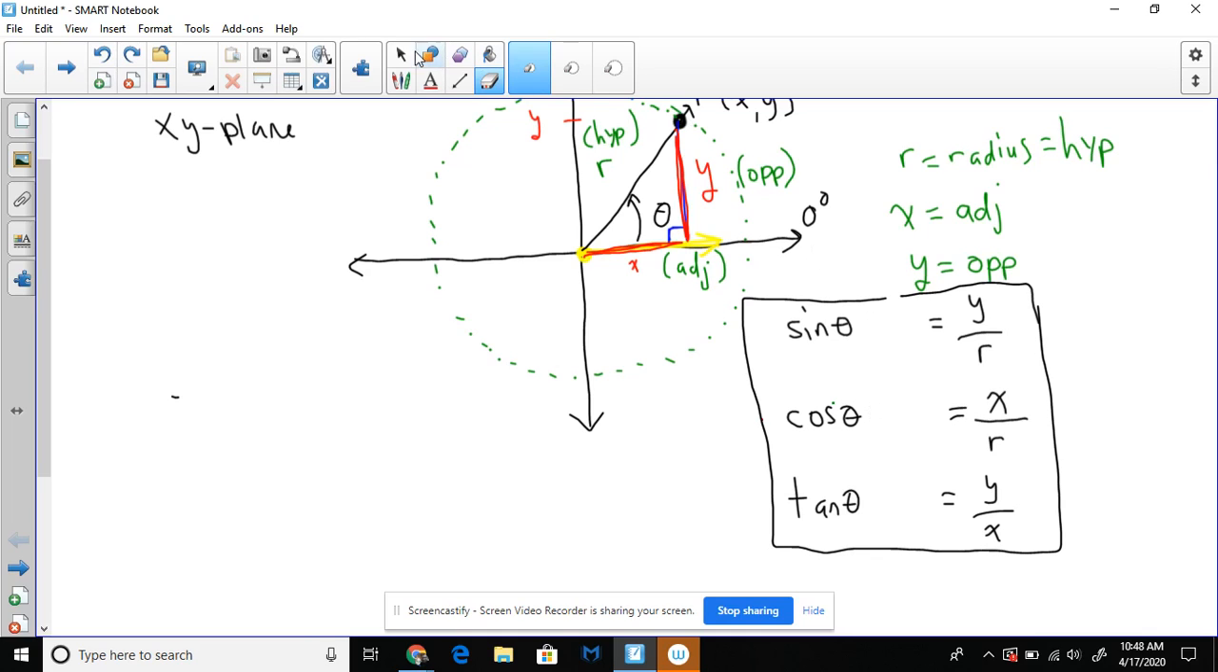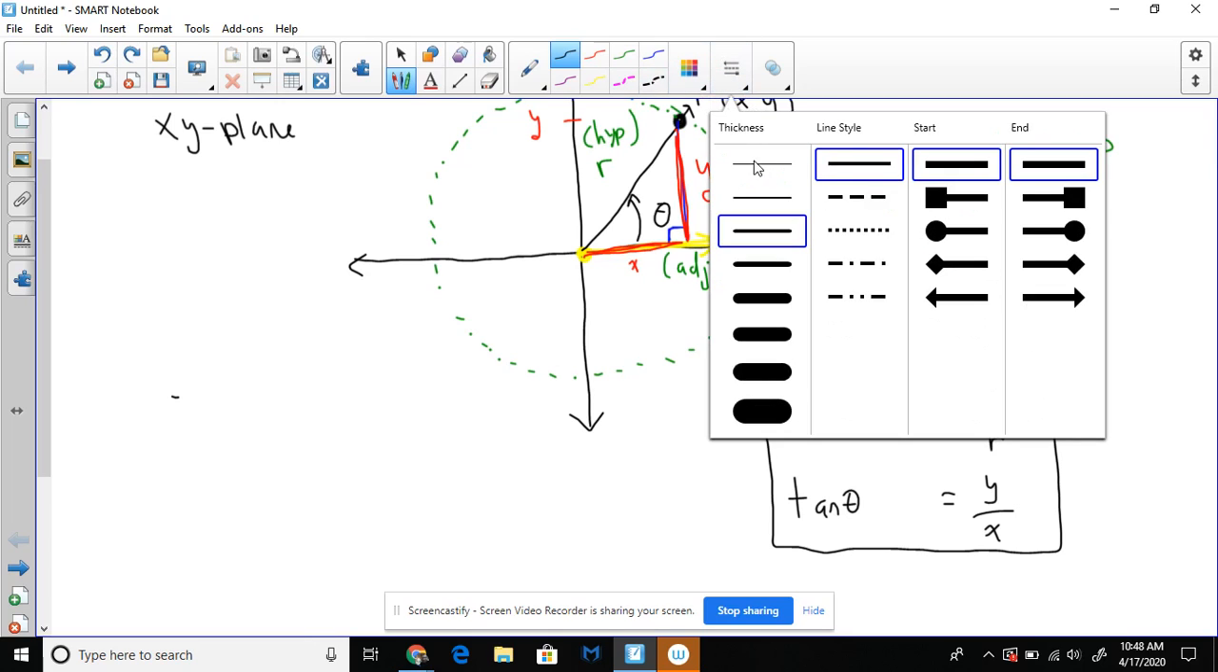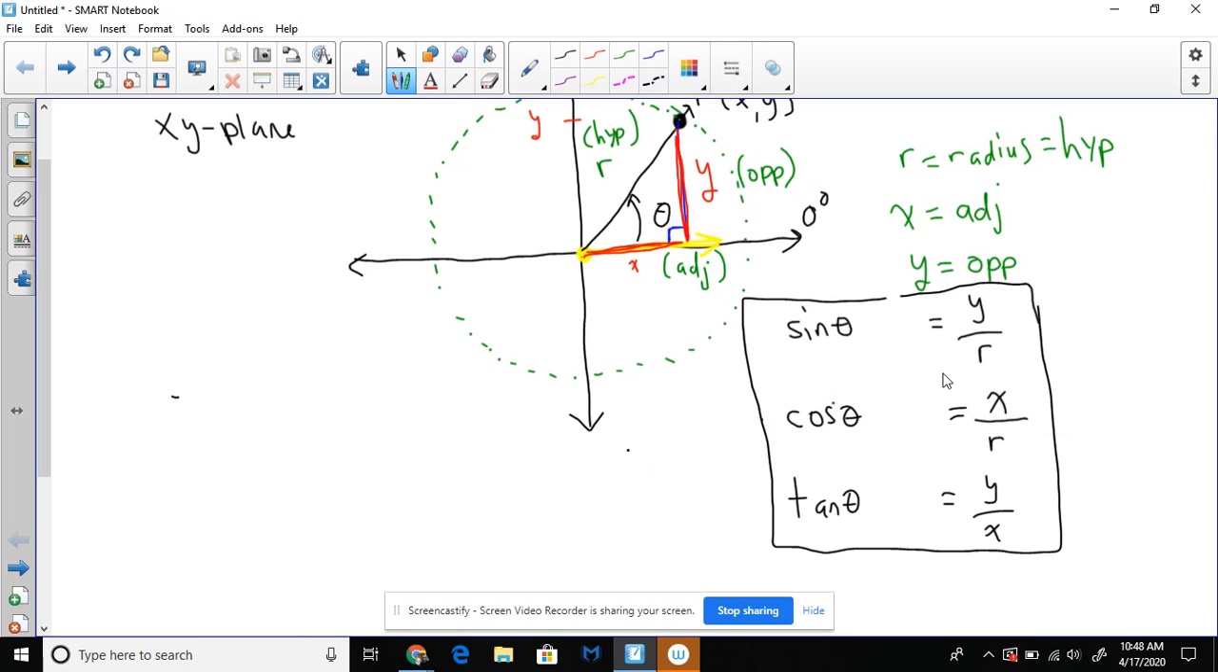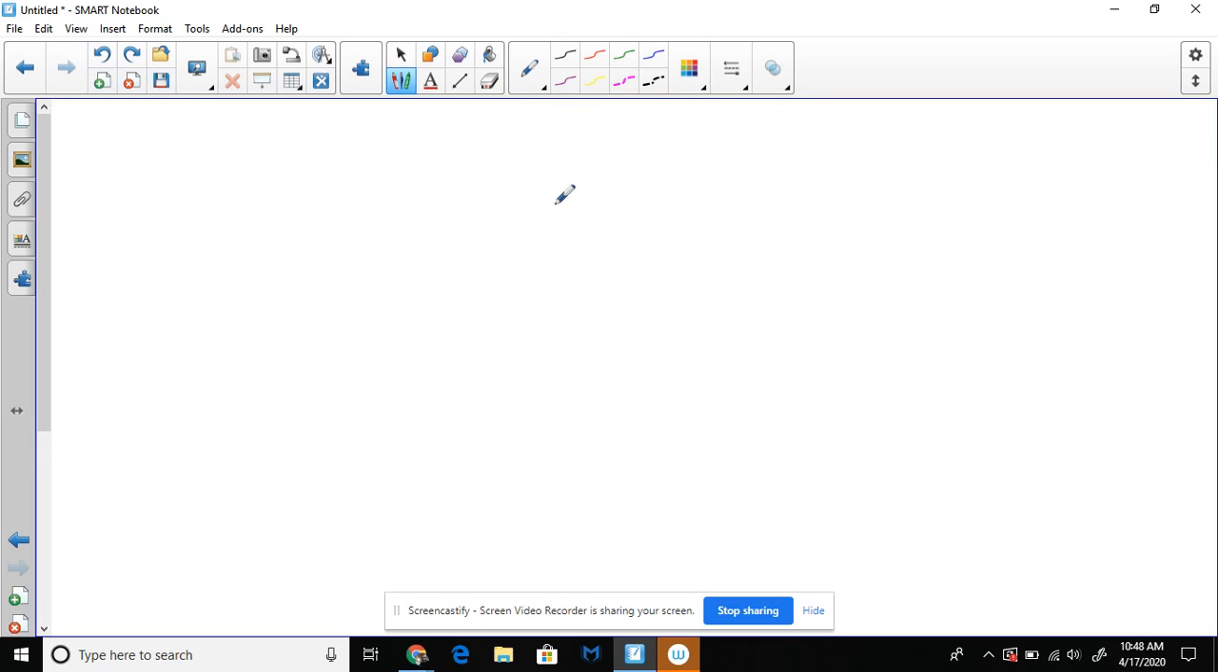Okay. So now the beauty of this design is that I can adapt these ratios in any section of the xy plane. So let's do one. Let's see what happens next. So if I'm going to spin into another quadrant, right? So say my point on a terminal arm is here.